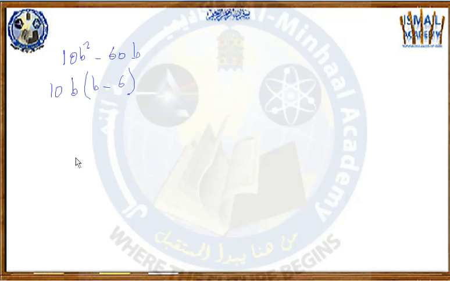What do you do with the squared? I already take b as common, because this is the same thing as 10b times b minus 6b. That's 60b. So this is a common factor, so I put it out. What's left here? 60b. Yes?